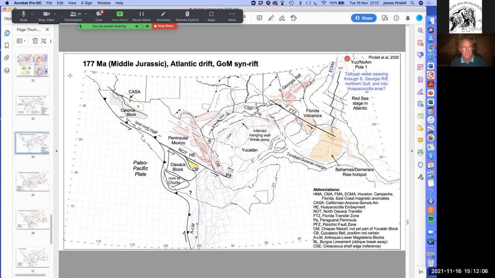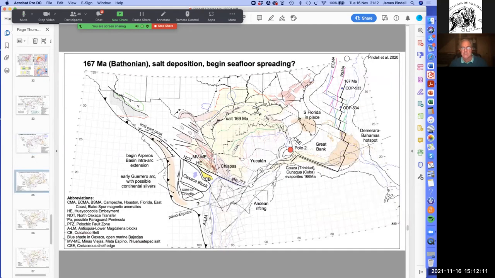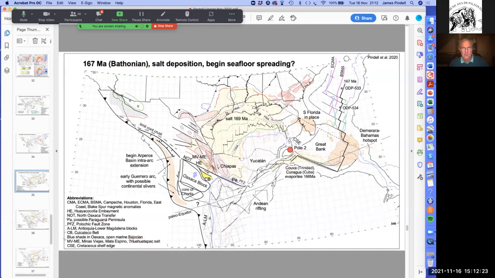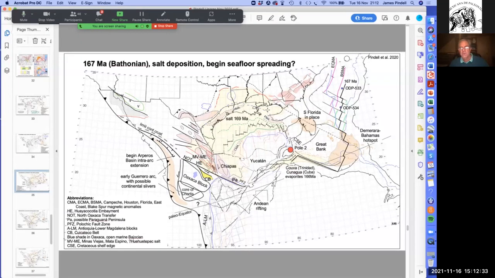The next map will be 167 million years, and that is the age of the Salt Basin. So that's what the Salt Basin looked like about in Bathonian time, prior to the onset of seafloor spreading. Mexico has stretched a lot more by this time, but it still has to stretch farther. Oaxaca has migrated down to this position, but it still has farther to go. Florida has also stretched out, and it's possible that the stretching there has now been finished.